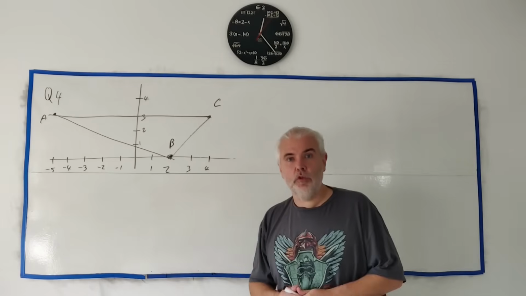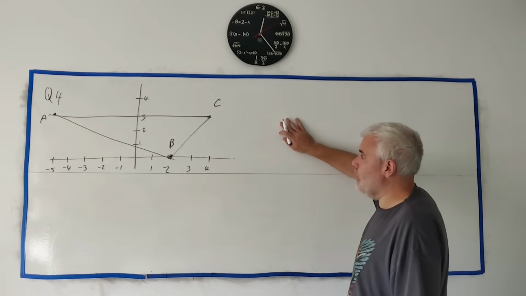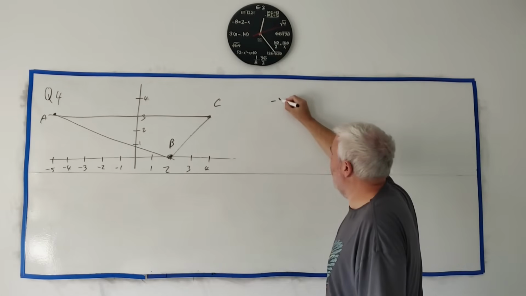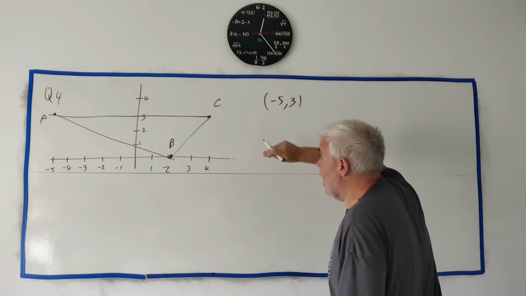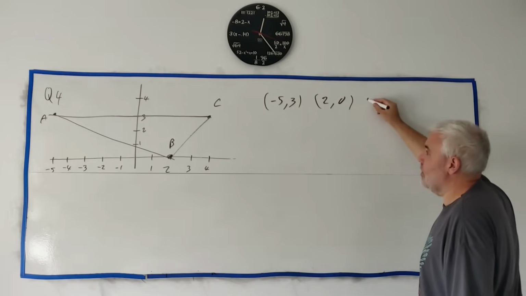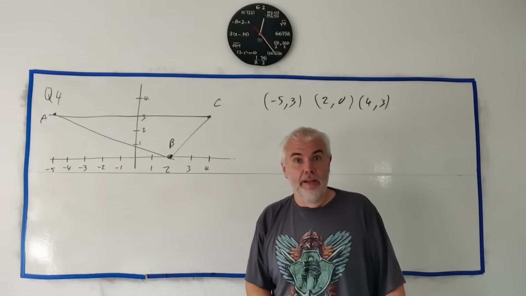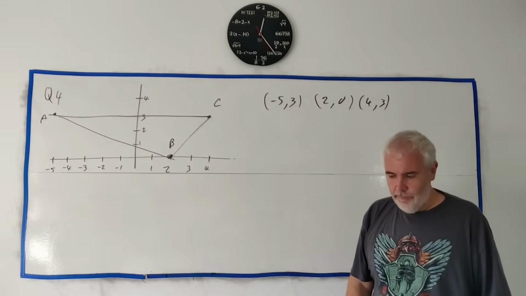If they give you 3 coordinate geometry points for a triangle, in this case they have minus 5, 3, that's the A point. The B point is 2, 0, and the C point is 4, 3. If they give you 3 points, there is a formula to get the area of a triangle.